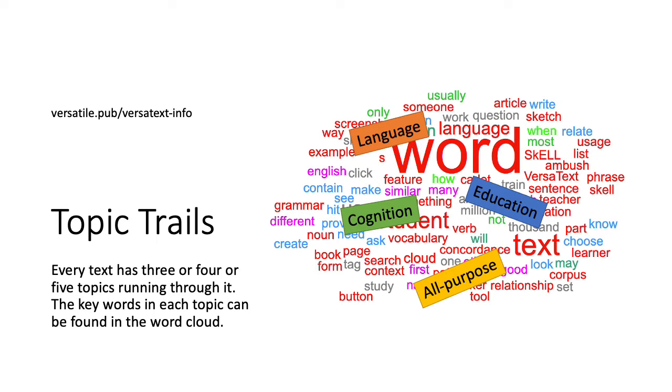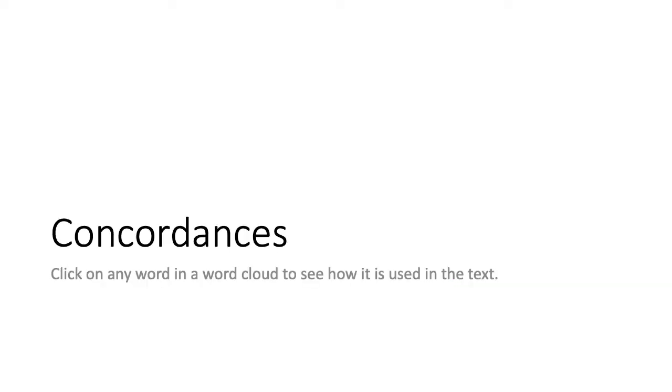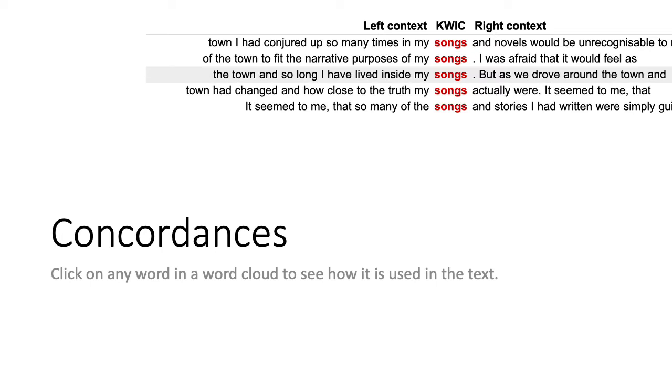One of the features of VersaText is that you can see any word in its co-text simply by clicking on it in the word cloud. For example, I clicked on song in the Wangaratta word cloud, and now I can see all of its uses in the text. These pages of sentences or sentence fragments are known as Concordances.